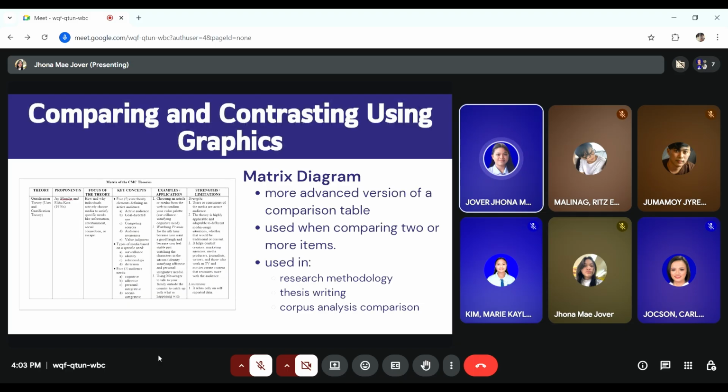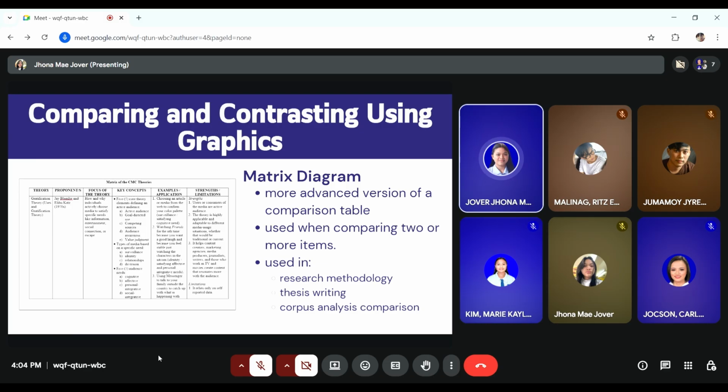So last, we have a matrix diagram. It is a more advanced version of a comparison table, and it is used to show the relationship between two or more sets of elements in a grid format. It looks like a table, but its main purpose is not just comparison, it is to show connections, correlations, or relationships between variables. It is used in research methodology, thesis writing, and corpus analysis comparison.